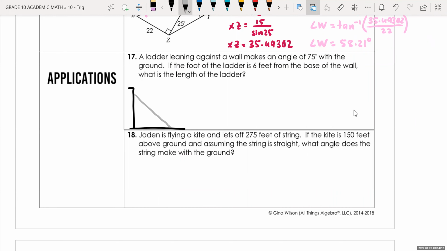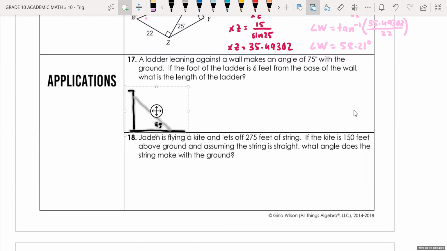A ladder leaning against a wall makes an angle of 75 degrees with the ground. So that means that the angle right over here is going to be 75 degrees. If the foot of the ladder is 6 feet from the base of the wall, which means there's 6 feet here and here, what is the length of the ladder?